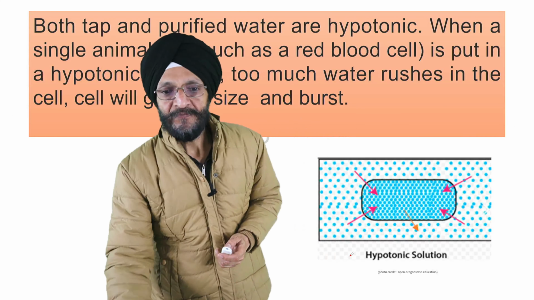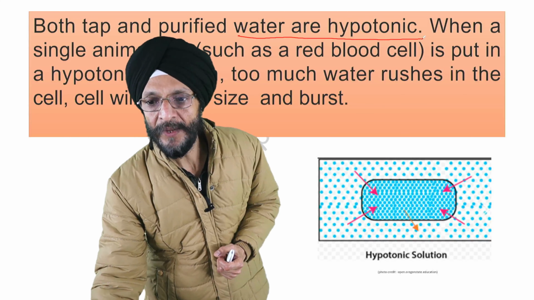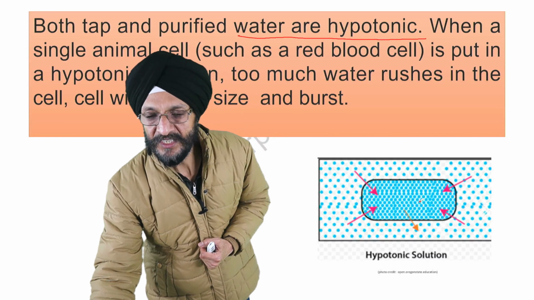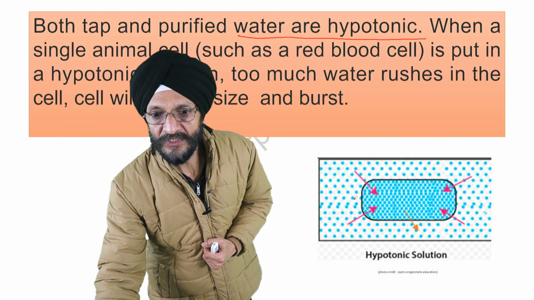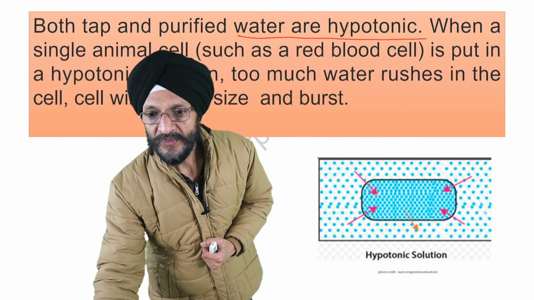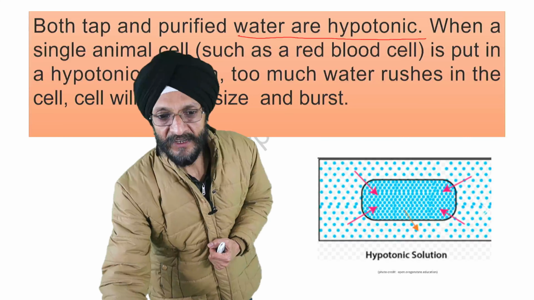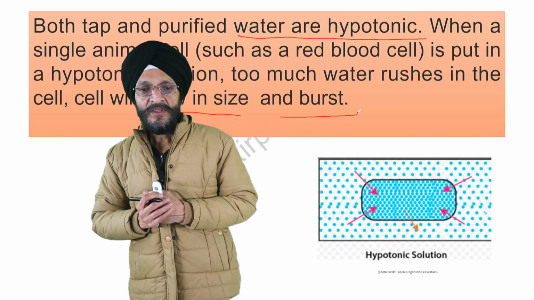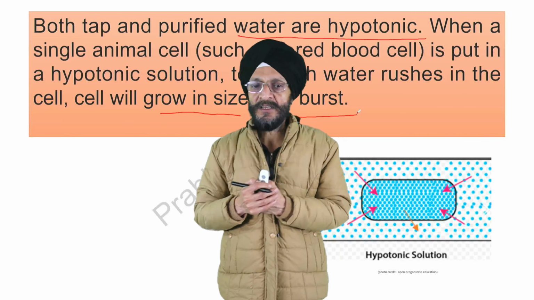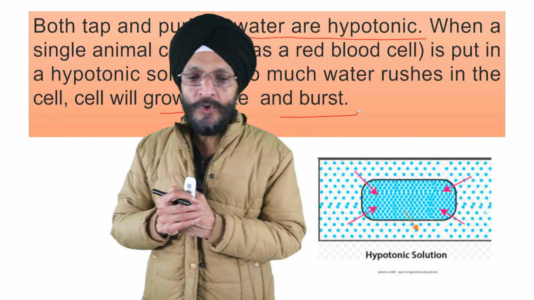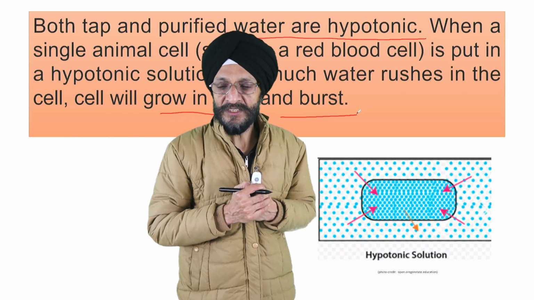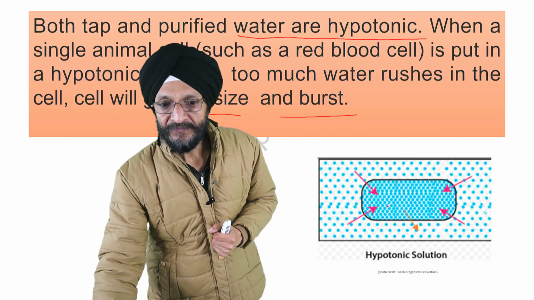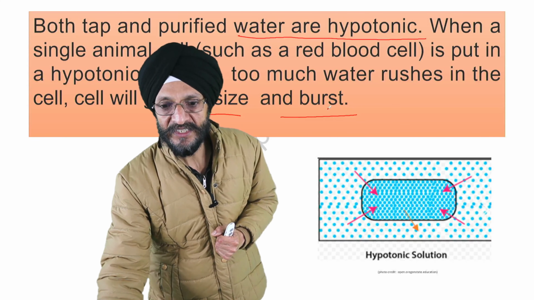Now both tap and purified water are hypotonic. When a single animal cell is placed in a hypotonic solution, too much water rushes inside. The cell will grow in size first. It may be a question in the exam: what would happen if a red blood cell or a single animal cell is put in a hypotonic solution? The answer is that too much water will go inside the cell and the cell will grow in size and burst.